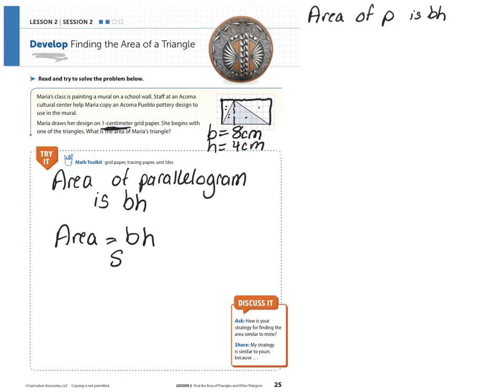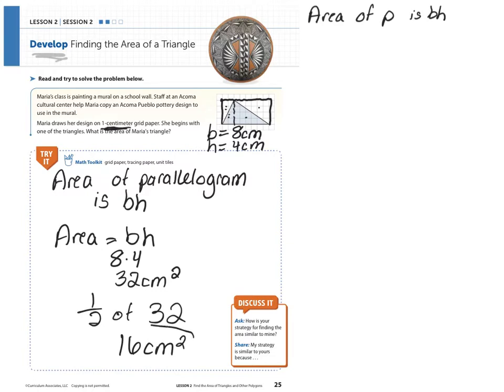So my area of the parallelogram is 8 times 4, which is 32 centimeters squared. But we know that's not the area of the triangle. We know the triangle is half of that. So we're going to take half of 32. Half of 32 is the same as dividing by 2. And our area is going to be 16 centimeters squared.